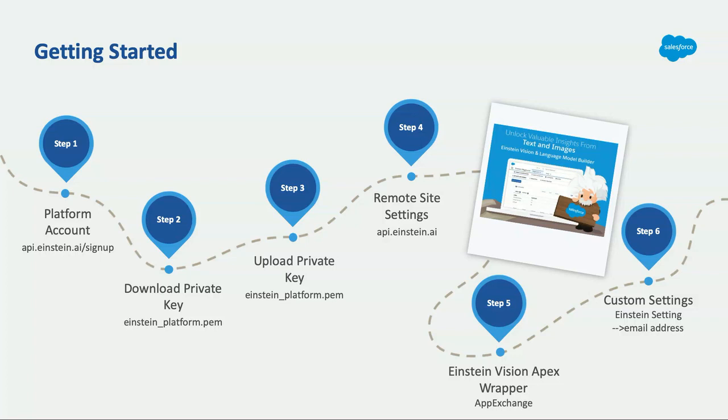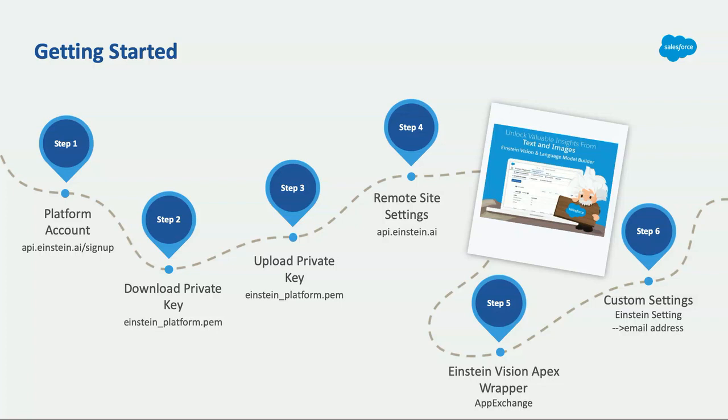Once you've activated Einstein, during that process, you're going to be provided with a key. It's important that you download that key, because you're going to need to upload it into the org that you activated Einstein in.